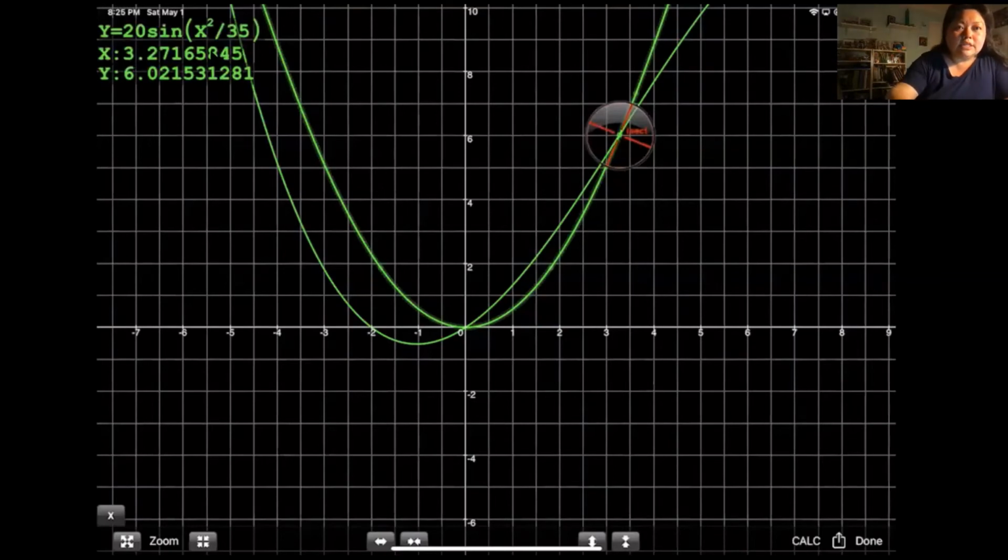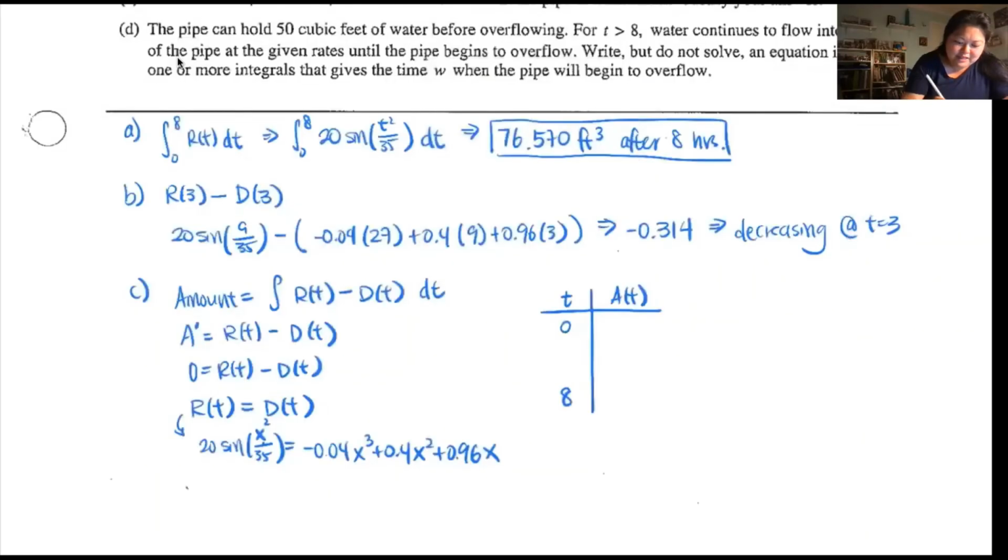Where is it intersecting? It's intersecting at x equals 3.2116. Well, you want to be as exact as possible. Typically you want to round, but because you're going to use this answer in your integral, you want to keep as many decimals as possible. So I kept as many as I can, about 3.27165845. Your calculator can store that number, so you can use your calculator to store it. So this number is roughly 3.2717.